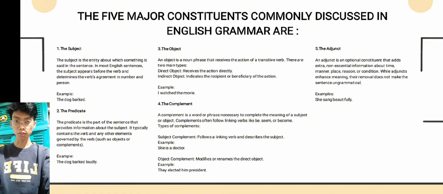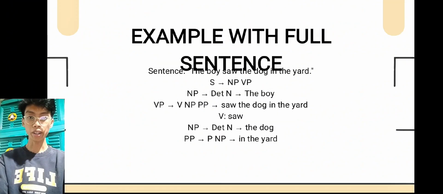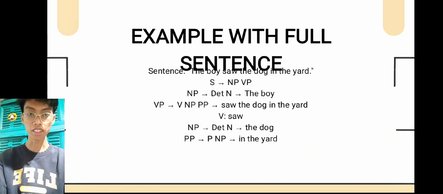And next, we move to the last, the adjunct. An adjunct is an optional constituent that adds extra non-essential information about time, manner, place, reason, or condition. While adjuncts enhance meaning, their removal does not make the sentence ungrammatical. Example: she sang beautifully. Okay, we move to the next slide.